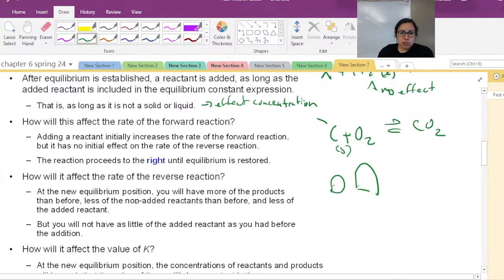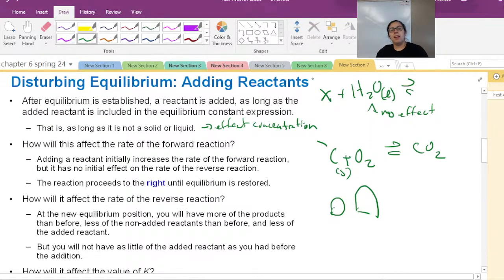Let's go through this text, because the words are kind of confusing, but let's break down what it's saying. We add reactants, and our rate of the forward reaction is not really affected. It's just the rate.